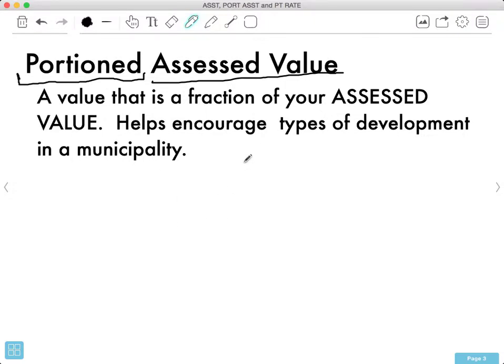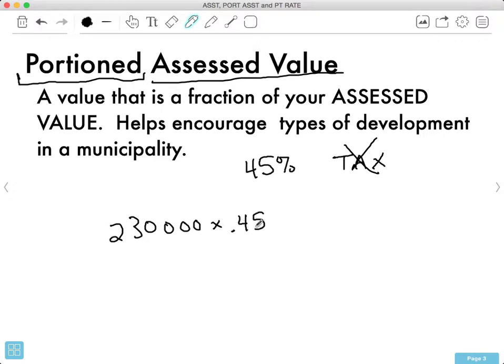Currently in Winnipeg, the portion percentage for houses, residential homes, is 45%. This is not a tax rate. Okay, and again, the higher this percentage is, the more it helps you. What they do is they take your assessed value, whatever it may have been, and they multiply it by the portion percentage for your type of property. So in this case, that would be 45%. Your teacher will talk more about portion percentages. Farms right now are at 30%. There's different percentages for different types of property.